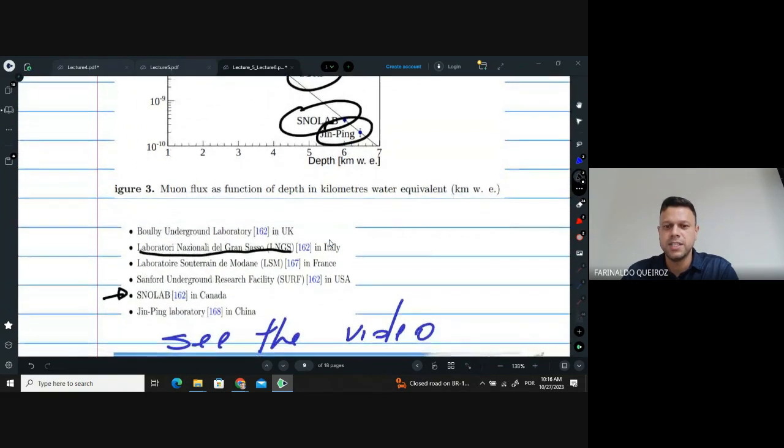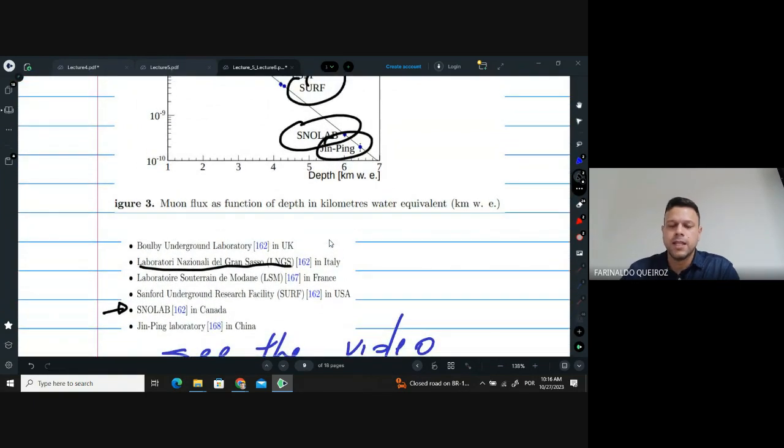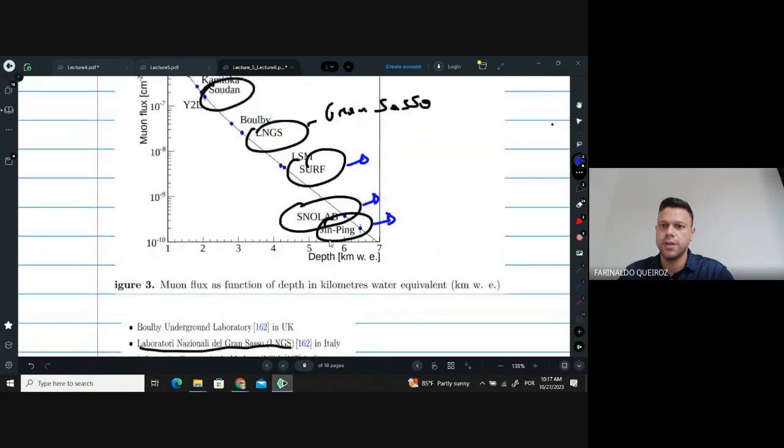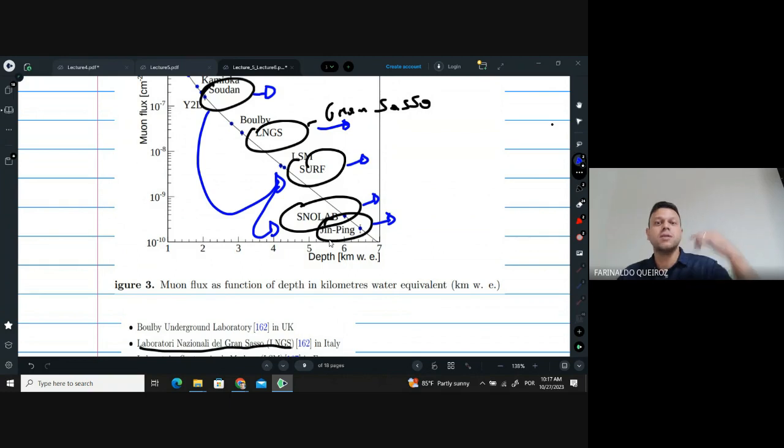Okay, so Jinping is in China. Now let me show you. We have a dark matter detector located here, and one here, and one here. We used to have one detector here, but then they moved the entire detector to this place. And then later they moved the entire detector to this place because they wanted to move further and further below to suppress more and more the background from cosmic rays.